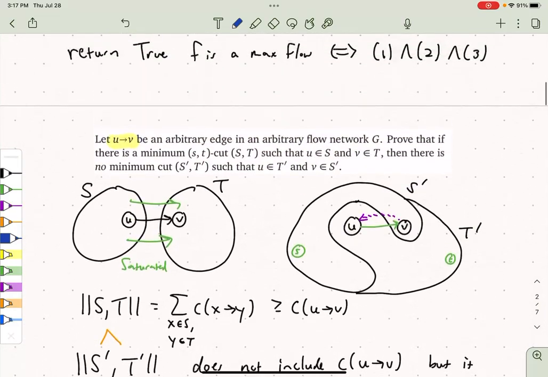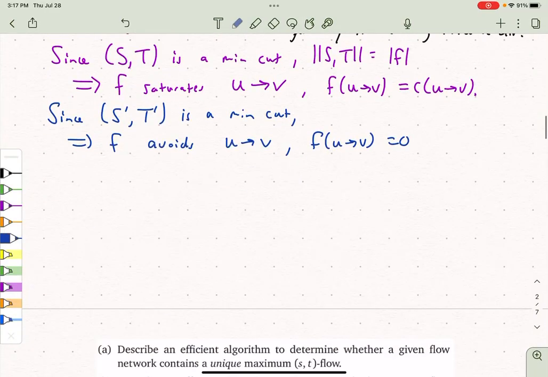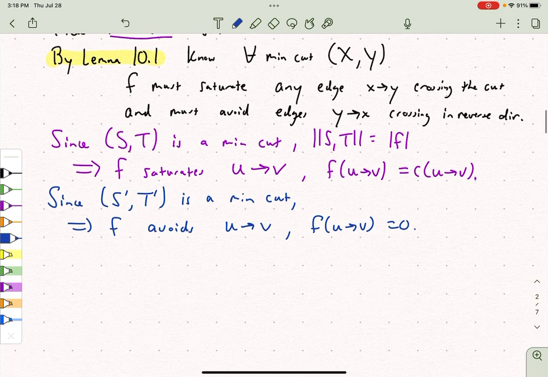Why? Because in this picture, the edge U to V crosses the cut in the opposite direction. So over here, U goes from T prime to S prime. So by that lemma, it would have to avoid it completely, so it'd be 0. And clearly, this is a contradiction if u to v is an edge. So unless the capacity of u to v is 0, in which case it wouldn't even count as an edge in the min cut, then we have a contradiction. So this is a contradiction that u to v is in the min cut.